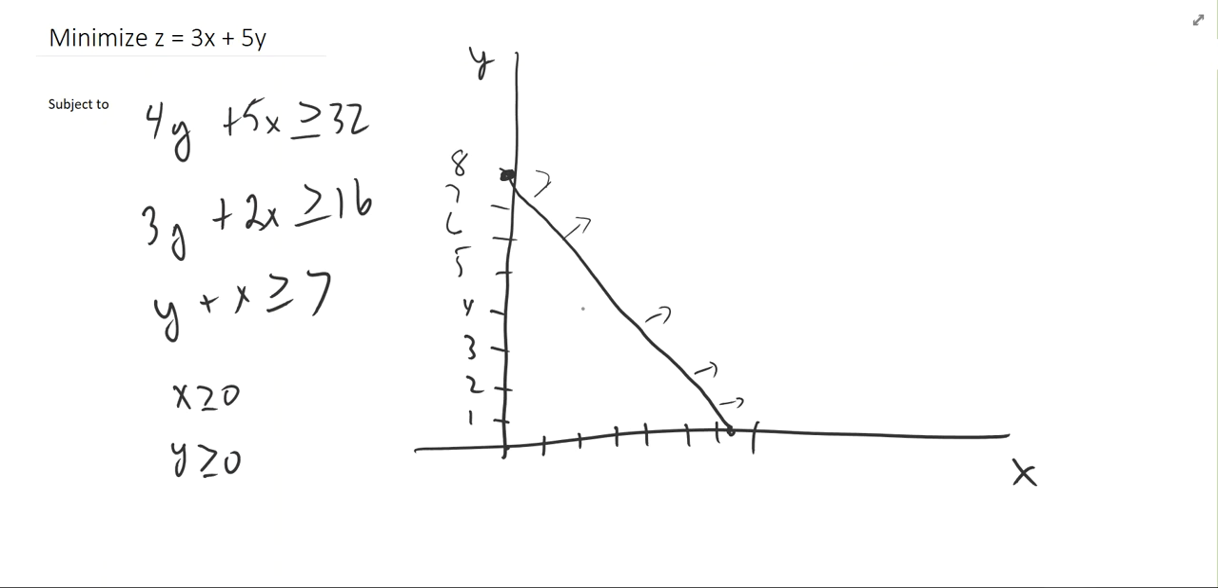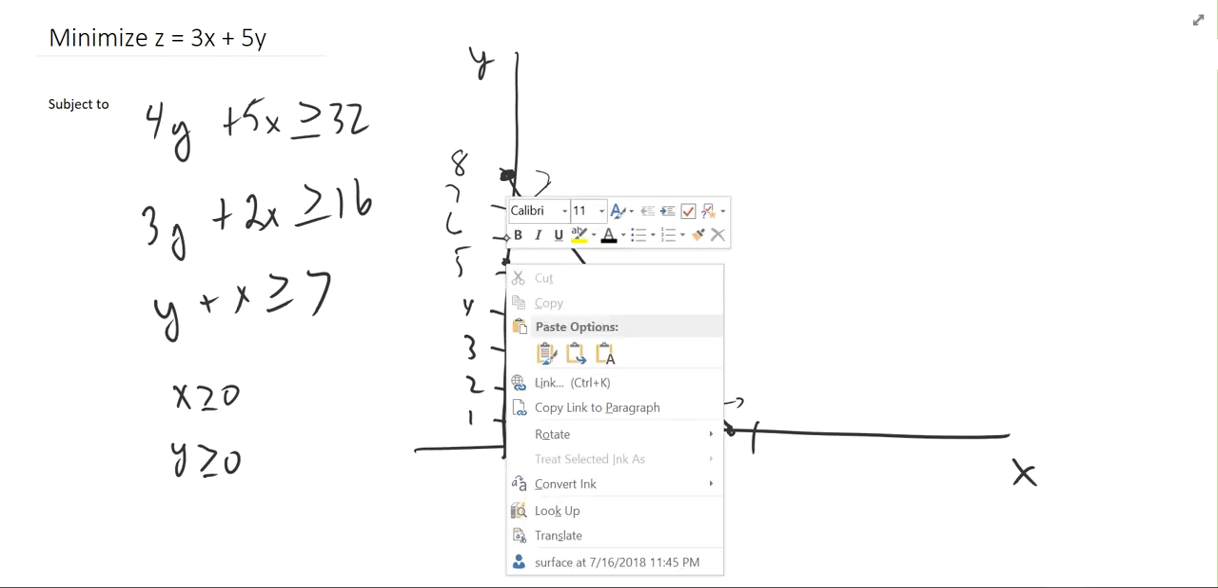On the second equation, if x is equal to 0, I'll get 3y equals 16. Dividing both sides by 3 gives us 5 1/3. So we'll be crossing the y-axis here at 5 1/3.